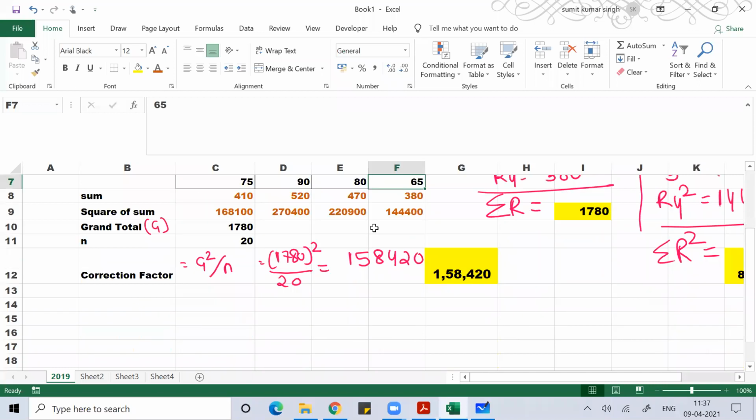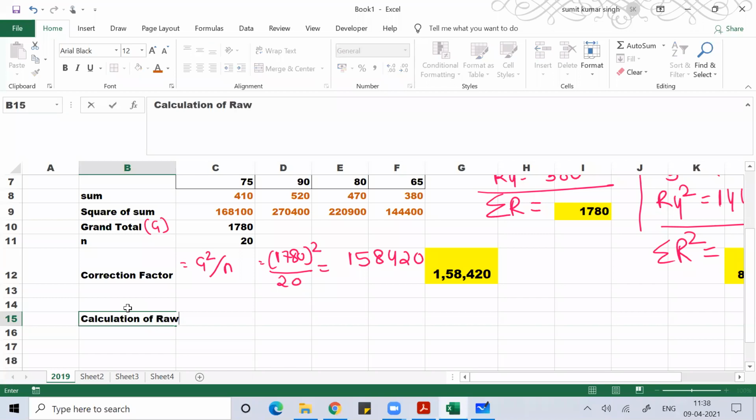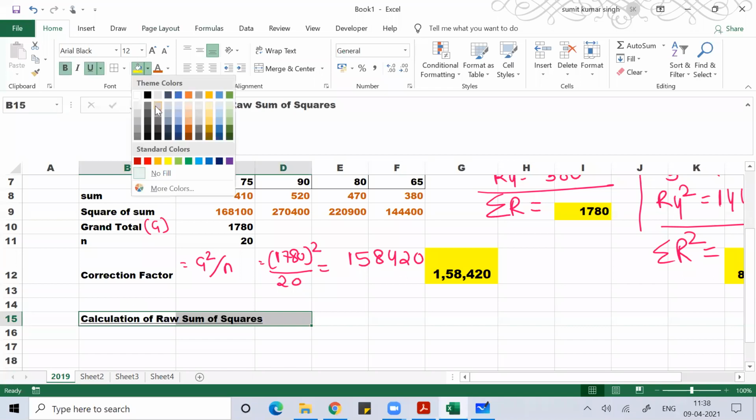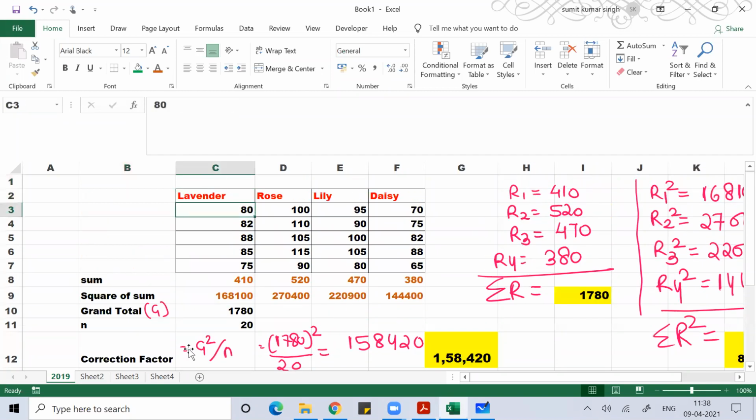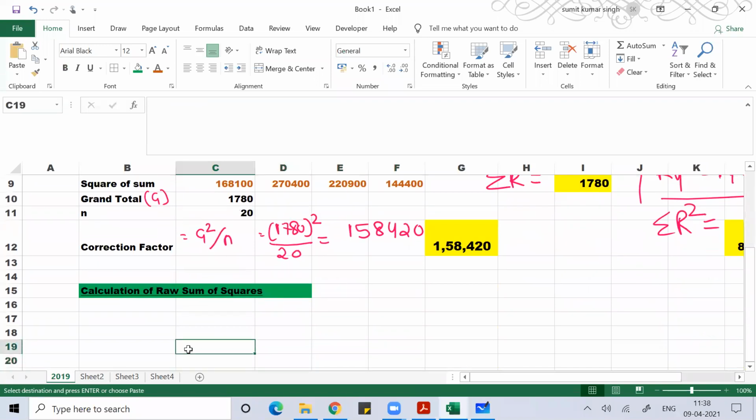Okay, so once you find the correction factor, then I'll find the calculation of raw sum of square. When we find the raw sum of square, we'll take the square value. All these values we got, we'll take the square of them.